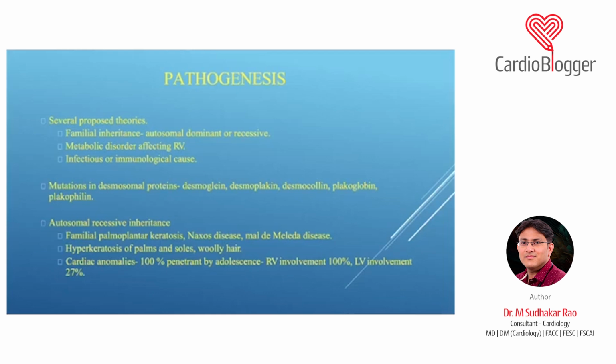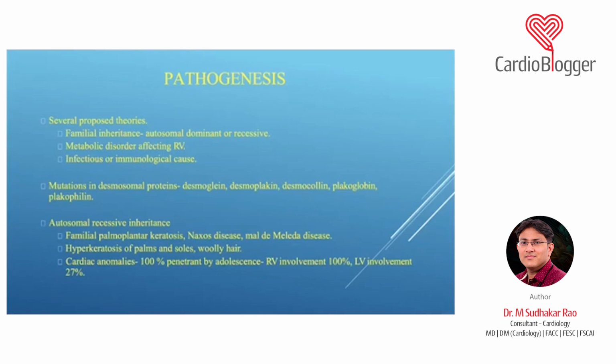There are some syndromes which are usually associated with an autosomal recessive pattern, known as Naxos disease, or there can be familial palmoplantar keratosis, thickened skin on the palmar and plantar regions, and they can have keratosis. And sometimes in Naxos disease, they can have woolly hair.